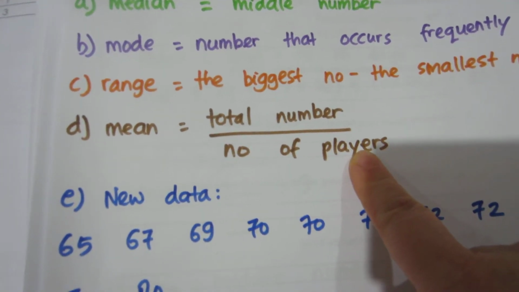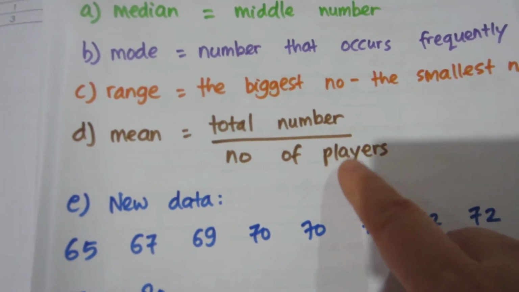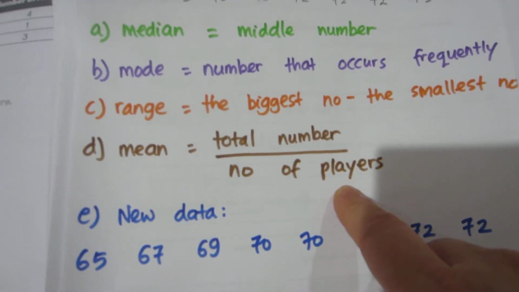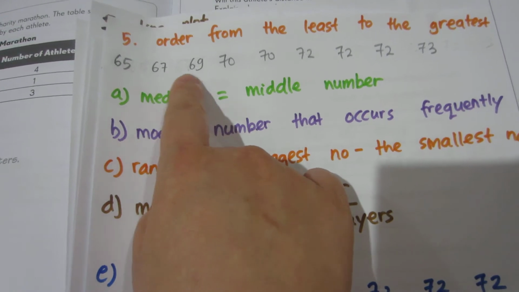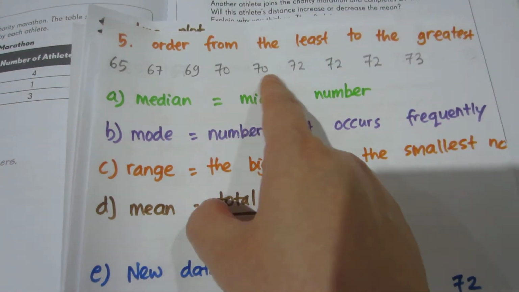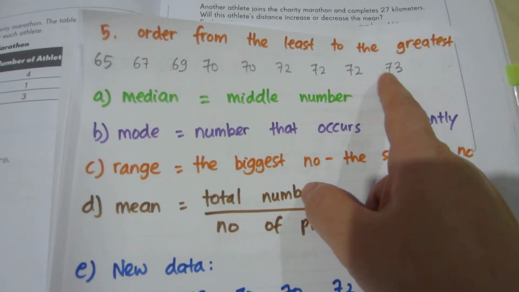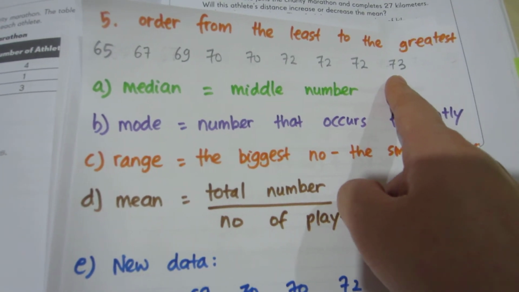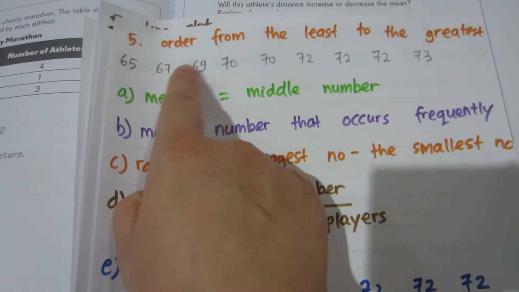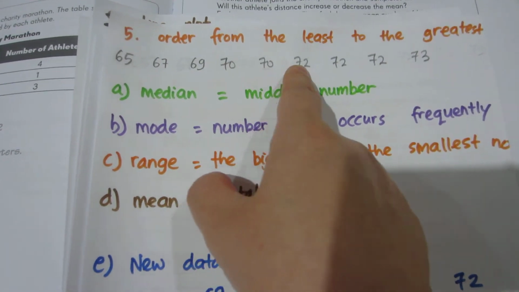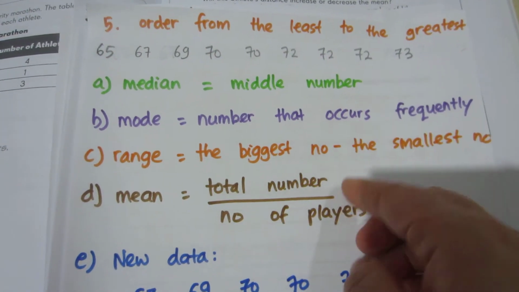Next, we have the mean. That means the total numbers divided by the number of players. So you have to add them all. 65 plus 67 plus 69 plus 70 plus 70 plus 72 plus 72 plus 72 plus 73 divided by the number of players. How many players we have? 1, 2, 3, 4, 5, 6, 7, 8, 9, divided by 9.